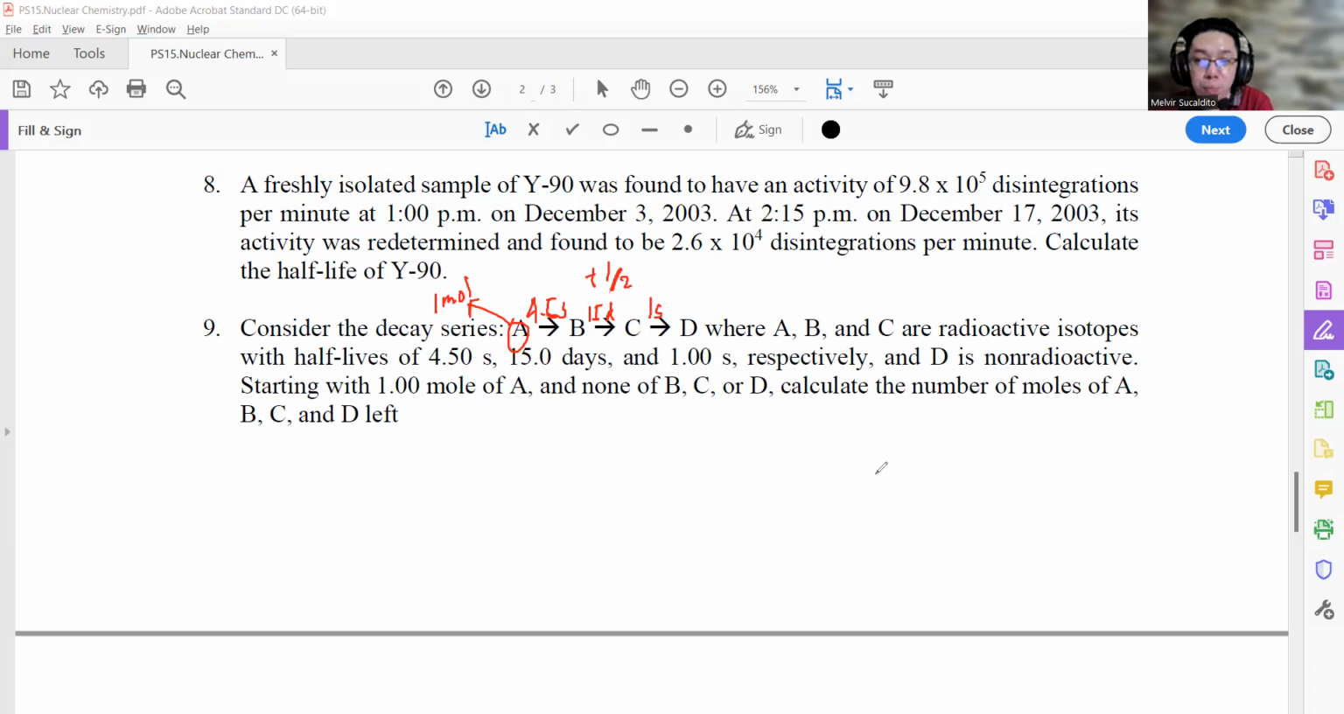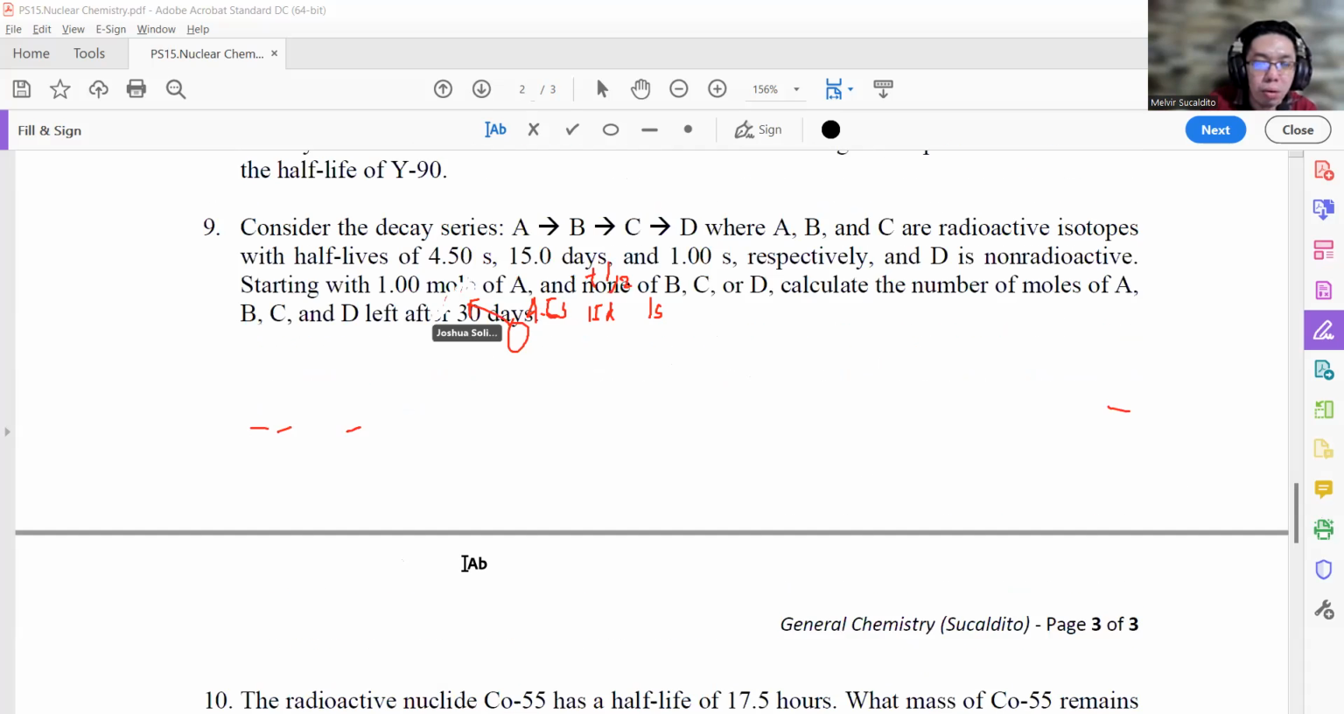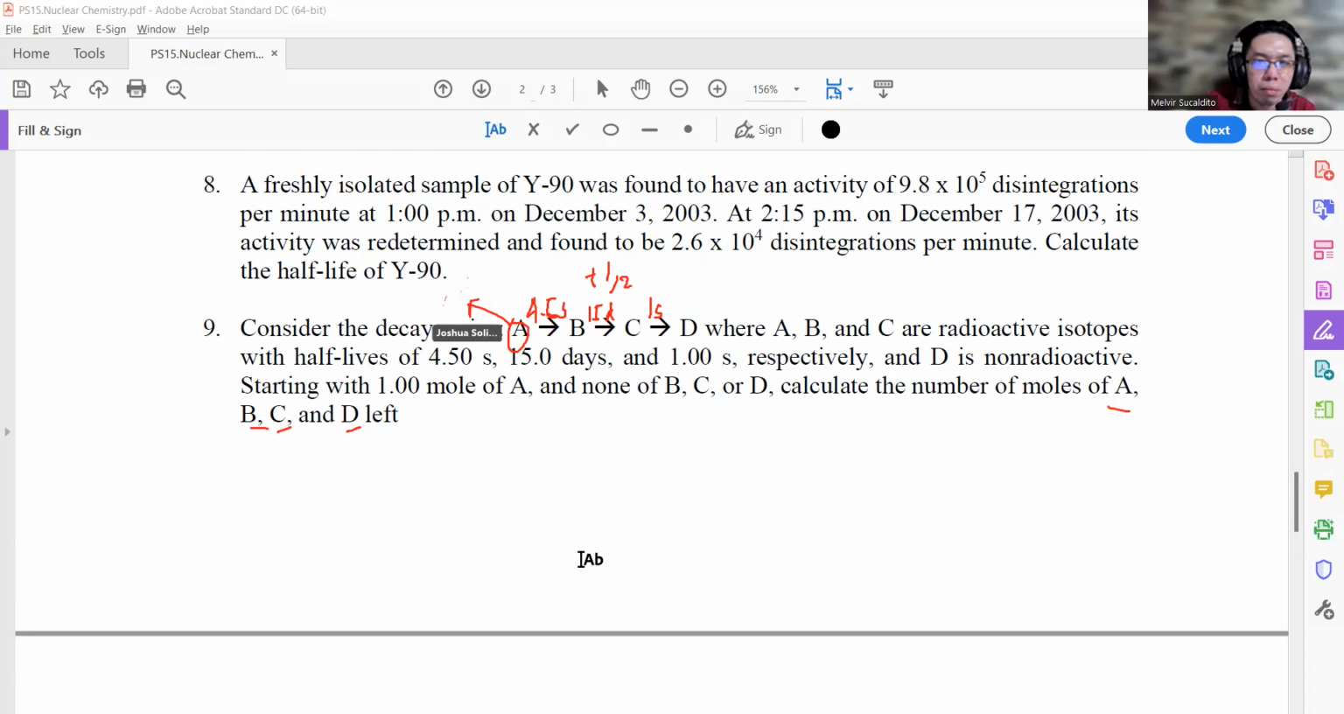Calculate the number of moles of A, B, C, and D left. Ano to? Parang kulang, no? Parang kulang yung Wait lang. Meron bang kadugtong? Left. Oo nga.